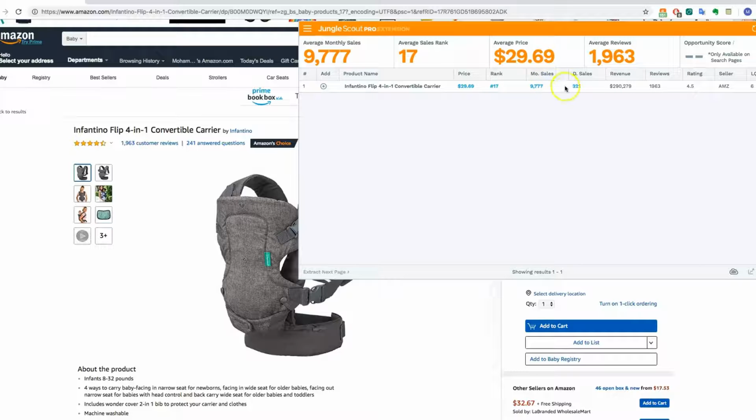And it sold for 30 bucks. It made around $300,000 last month alone, and it has almost 2,000 reviews. So by looking at that, do you think this thing is making money? Of course it does.